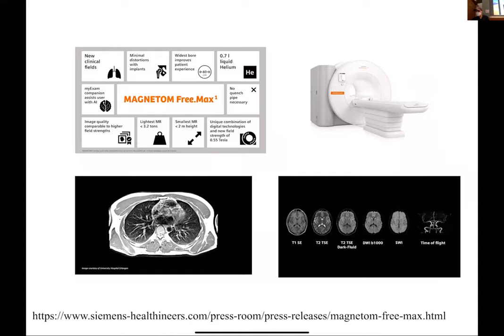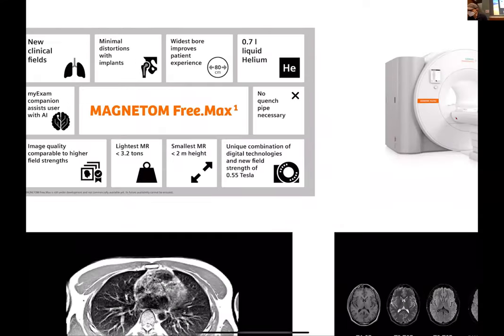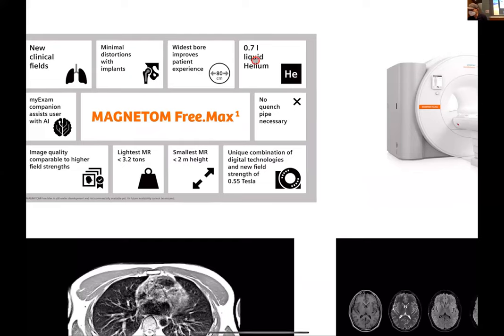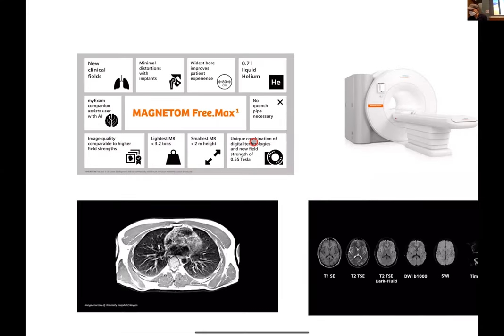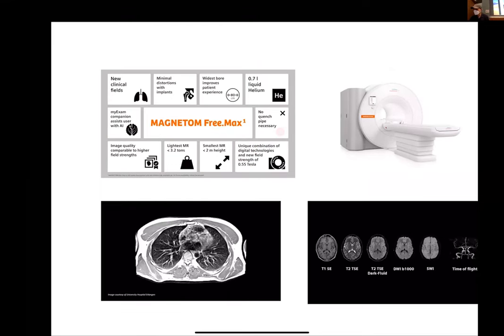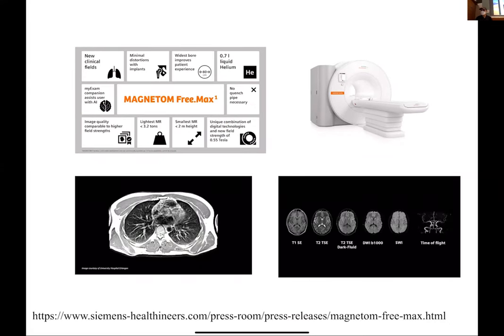On the human side, I think we talked about this before, for example, one version is the Magnetom Free.Max, where it uses much less liquid helium, right? So 0.7 liters of liquid helium. Now this is a low field magnet, 0.55 Tesla. So for cryogen-free, I think half a Tesla to 1.5 Tesla is still the maximum where it can be used, and whether it can be scaled to higher field strength is an engineering question right now.